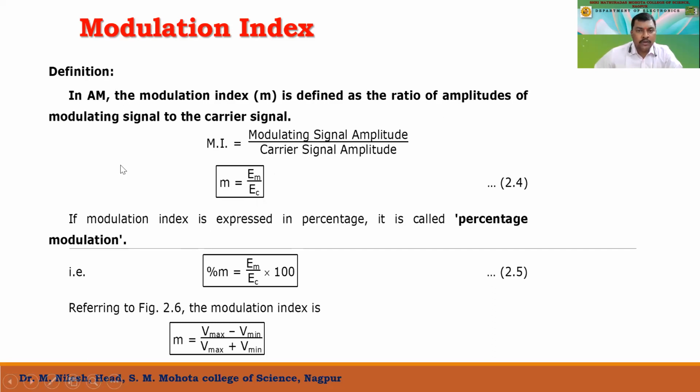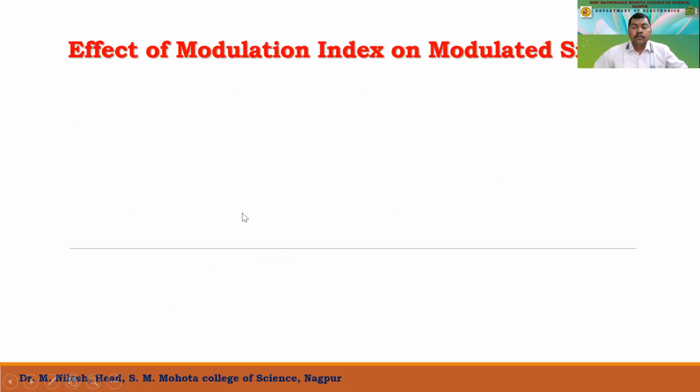And if you need to calculate the percentage of modulation, just multiply this term by 100, and you'll get the percentage of modulation. Depending on this, we'll have the modulation index, which can be calculated as Vmax minus Vmin by Vmax plus Vmin. The modulation index can be calculated in this fashion also. The role the modulation index plays is that because of it we come to know how much modulation is being performed and what the output will be.